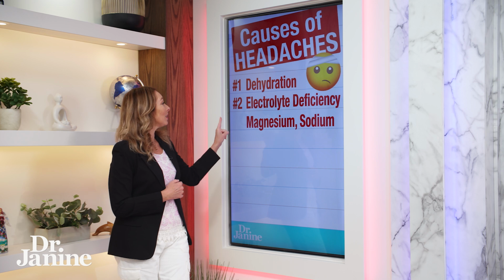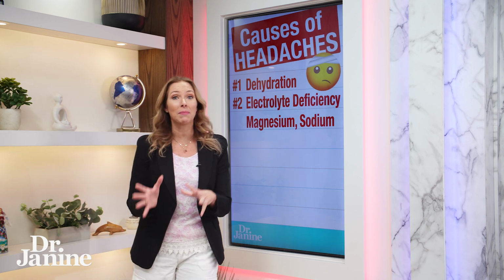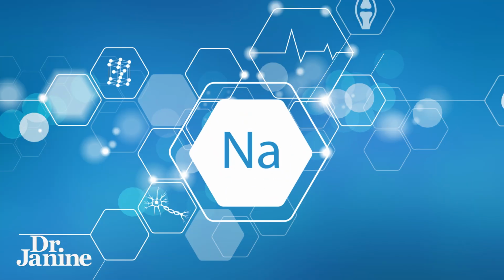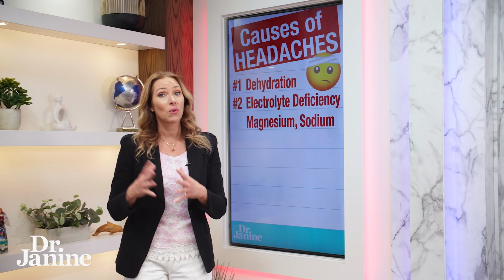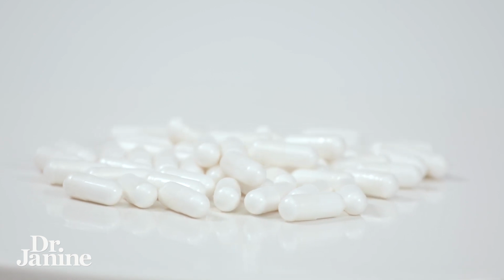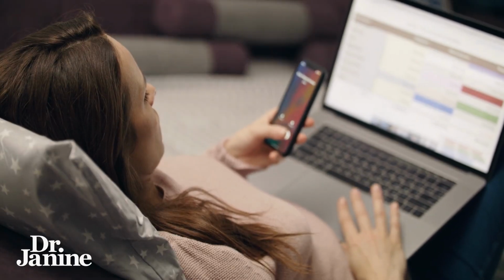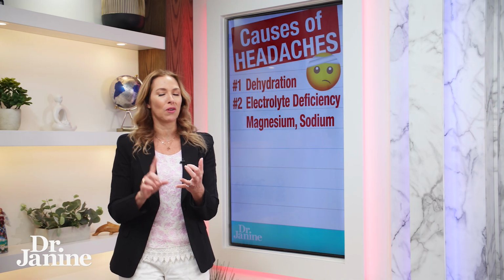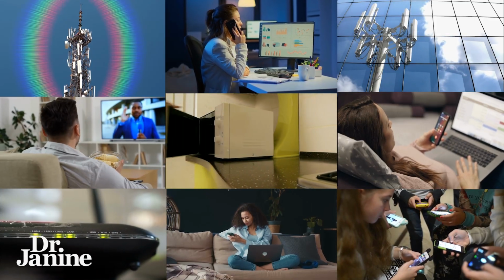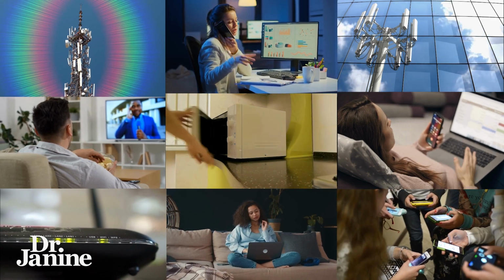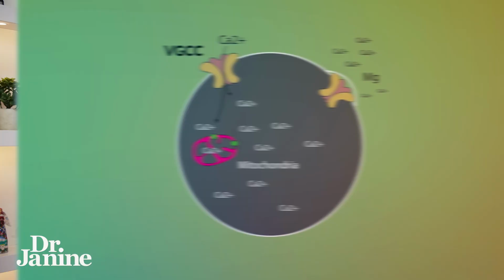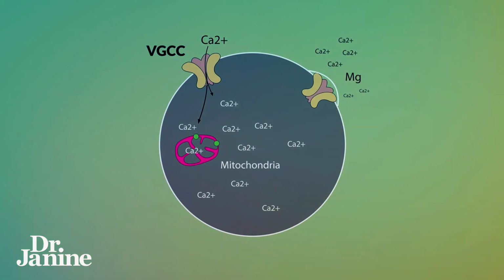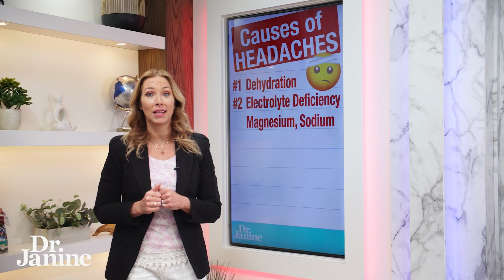Number two is an electrolyte deficiency, namely magnesium and sodium. These are the two electrolytes that I really like to focus on with headache sufferers, because magnesium is something that's going to counteract a lot of the EMFs that you have in your environment. So things like your cell phone, your tablet, this is something that can offset your calcium metabolism and be a cause for headaches. So that is where magnesium comes into play, helping to regulate those voltage-gated calcium channels, making sure that there's that proper balance between all of your electrolytes, namely your magnesium and your calcium.